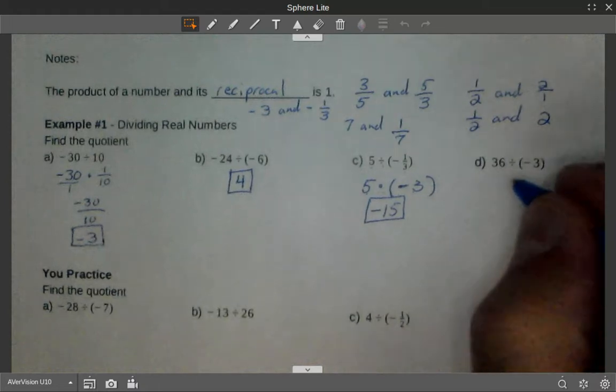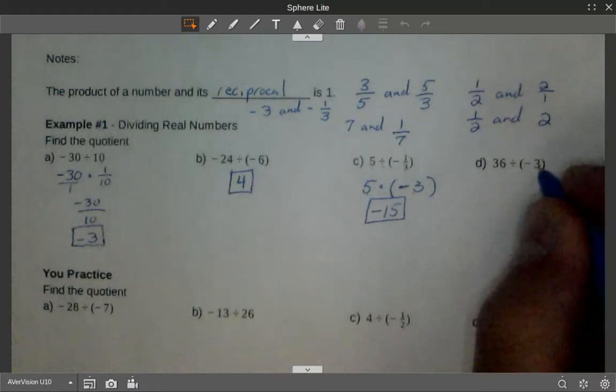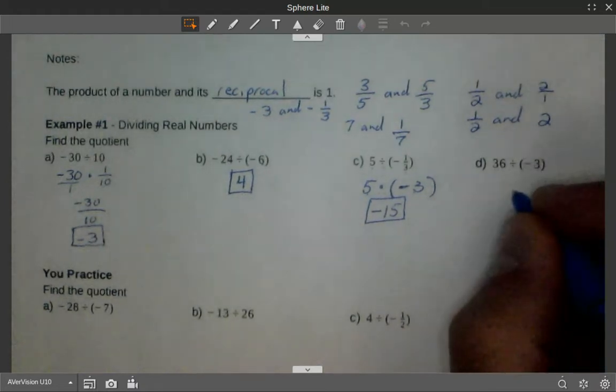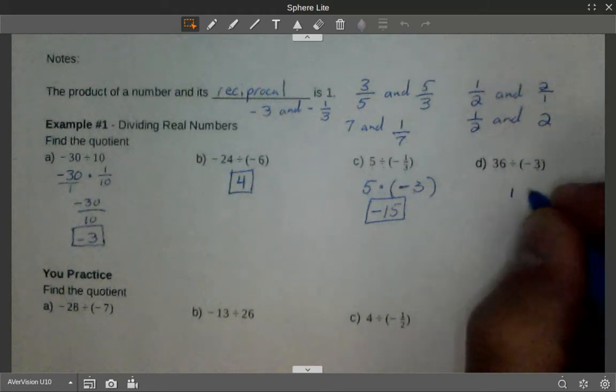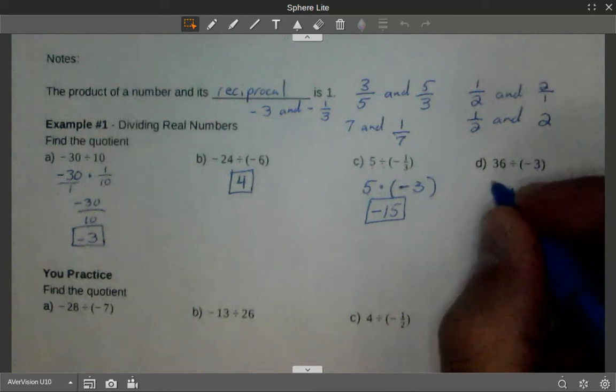On part D, I have 36 divided by -3. 3 goes into 3 one time. 3 goes into 6 two times. Positive divided by a negative is a negative.